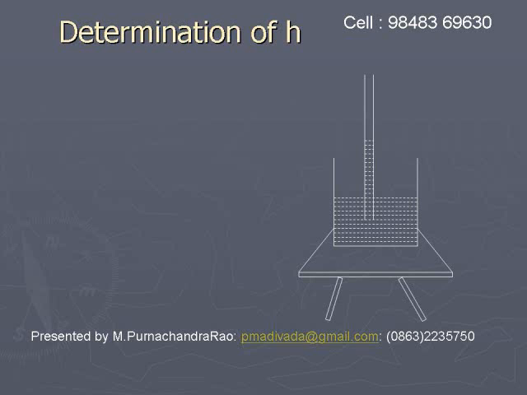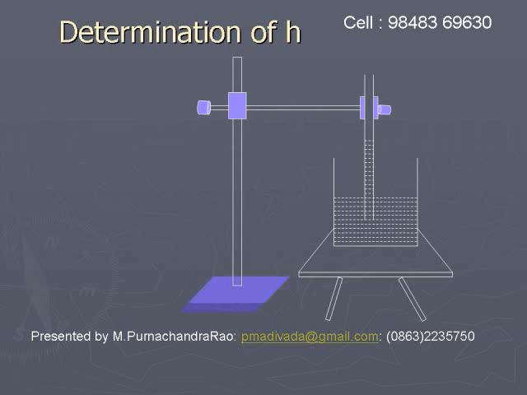Then hold the capillary tube with a clamp attached to a retort stand. A capillary tube is held vertically by a clamp which is fitted to a retort stand, and this capillary tube is dipped in water. A part of the capillary tube is dipped in water.